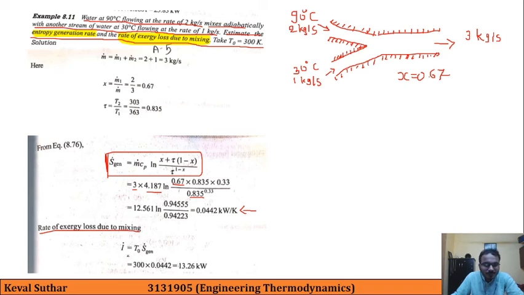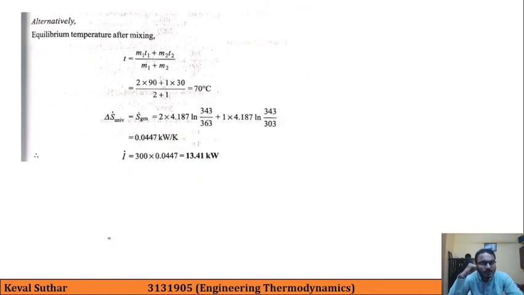So here it is given by this formula that we have also used in our previous question, that is T0 into S generation dot. So we are getting this exergy loss due to mixing, or this is also the value of irreversibility. Now alternatively, we can solve the same problem by obtaining the temperature of mixture based on this formula, that is 70 degrees Celsius, and delta S universe is equal to S generation.